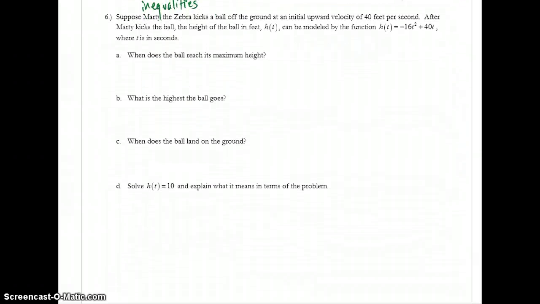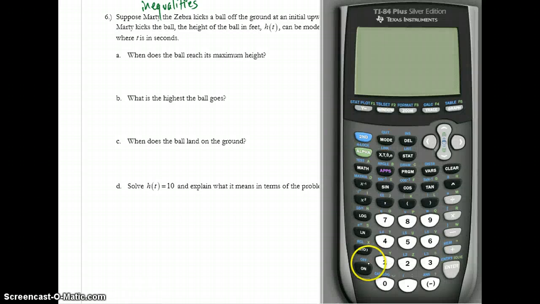Question 6, we're told that a ball is being kicked. It goes up, it's going to come back down. We're given an equation to model how high it is at a given time. What I'm going to do is take that equation and plug it into the calculator. So we go back to our calculator, clear out the information we had from the first question. And our equation was -16t, we're going to use x in our calculator, squared, plus 40x.